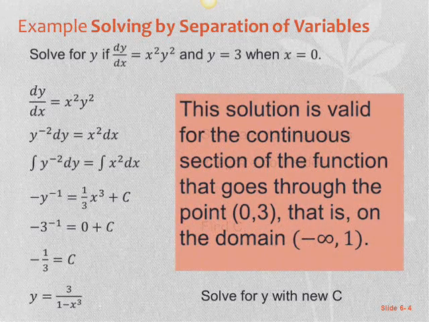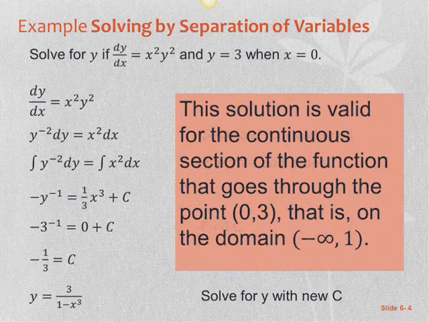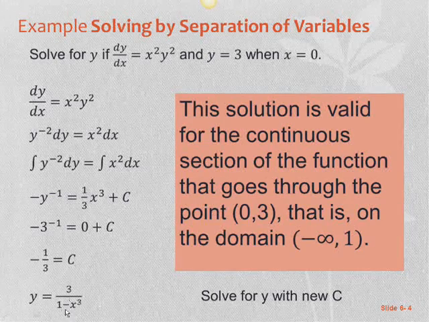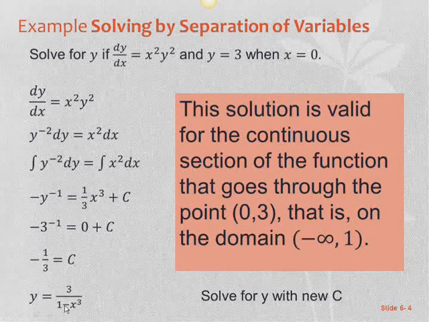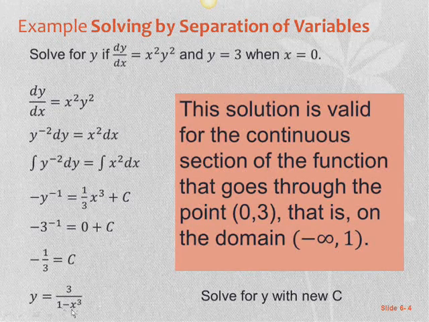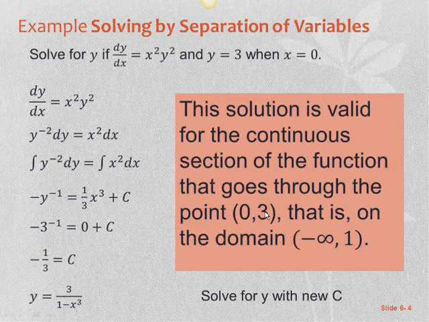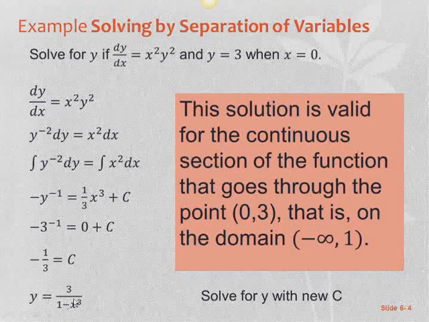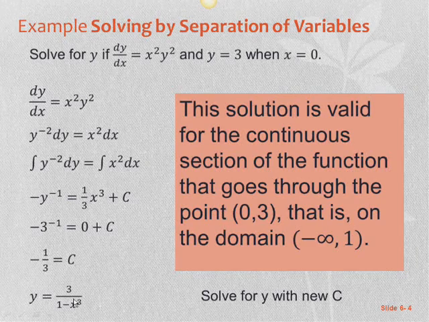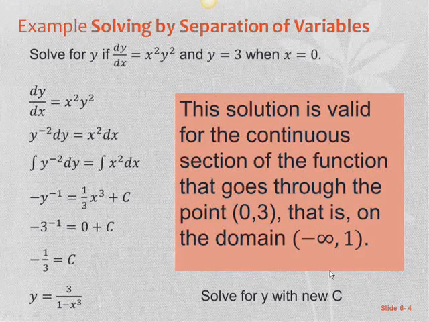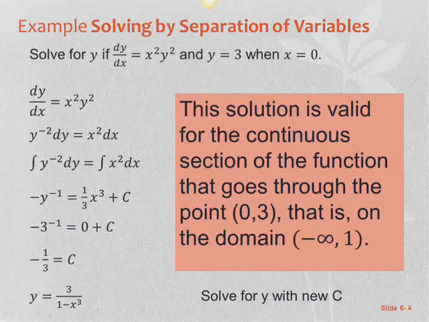This solution is valid for the continuous section of the function that goes through (0, 3). So if we notice down here, my domain here is all reals except x equals 1. So because (0, 3) is on the other side, it only pins down that section from negative infinity to 1. So we say that this is only true for sure that we know of for that continuous section from negative infinity to 1.